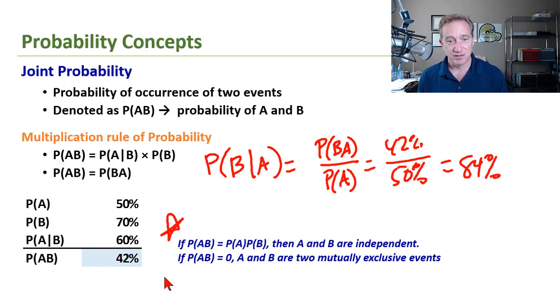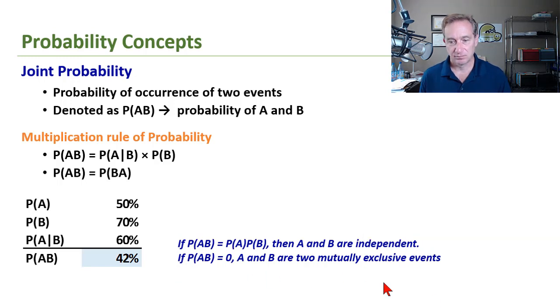I've also inserted here two important points. Here is the test of independence. If the joint probability of A and B is equal to the product of their unconditional probabilities, that is, the probability of A multiplied by the probability of B, then they are independent. A necessary condition that goes both ways. And so this is the test of independence. And what about that here?